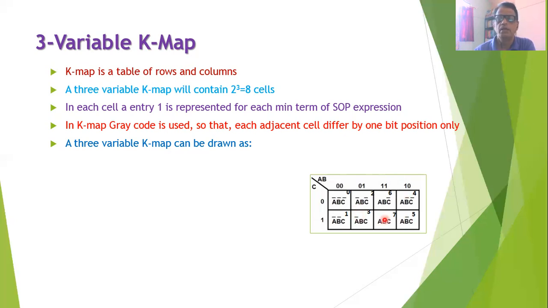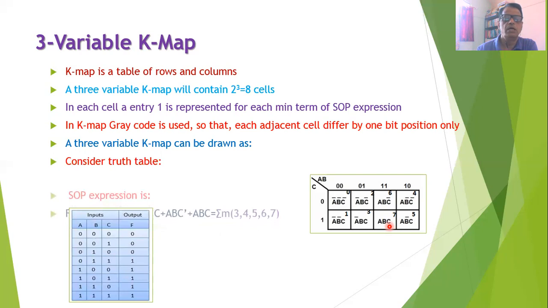Then we will number each cell as 0, 1, 2, 3, 4 will go over here, 4, 5, 6, and 7. Now each cell will represent a minterm. Say for example, the cell numbered 0 will represent the minterm A bar, B bar, C bar. The cell number 1 will represent the minterm A bar, B bar, C. And the cell 7 will represent the minterm A, B, C.